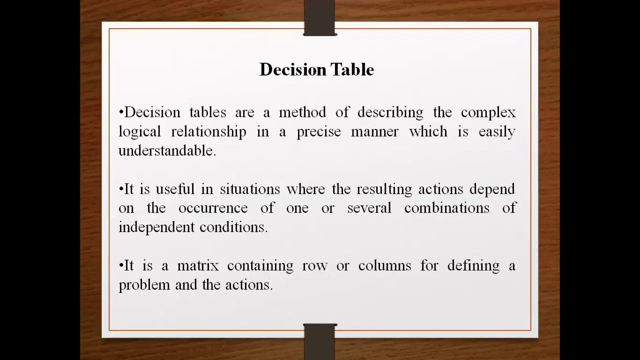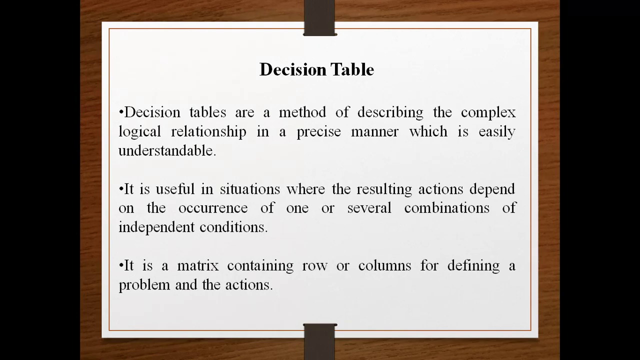Let's go ahead. Now what is a decision table? It is a method of describing the complex relationship in a precise manner which is easily understood. It is useful in situations where the resulting actions depend on the occurrence of one or several combinations of independent conditions. It is a matrix containing rows or columns for defining a problem and action.